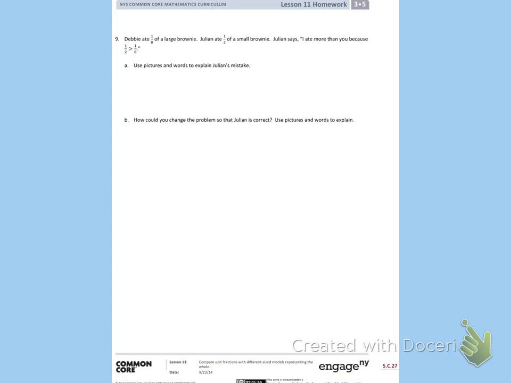Let's go ahead and underline the important details. Debbie ate 1/8 of a large brownie. I'm going to highlight the word large here because that's a really important word. Julian ate 1/2 of a small brownie. I'll highlight the word small there. Julian says, I ate more. 1/2 is greater than 1/8.